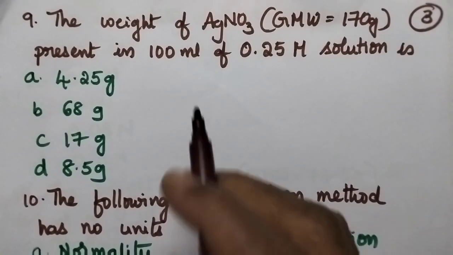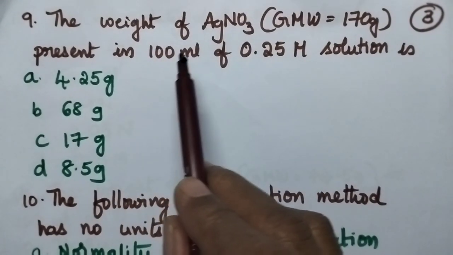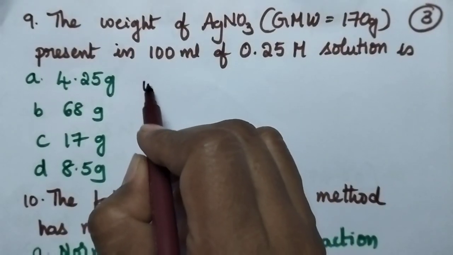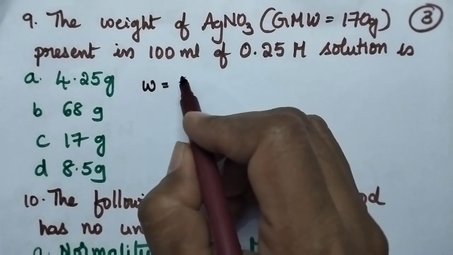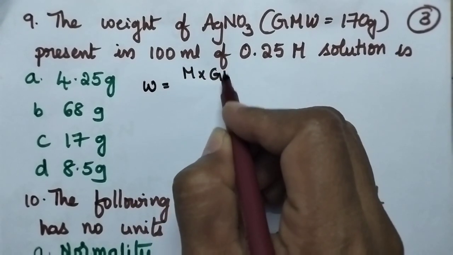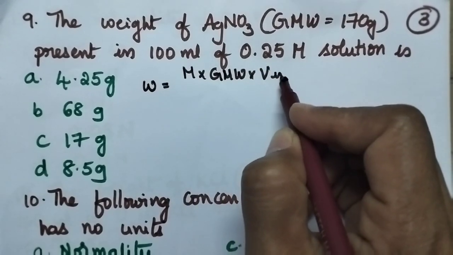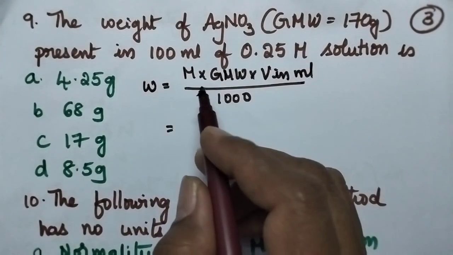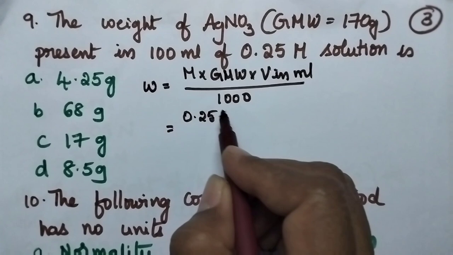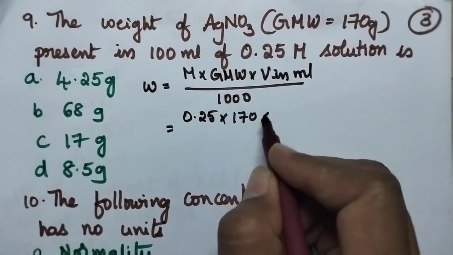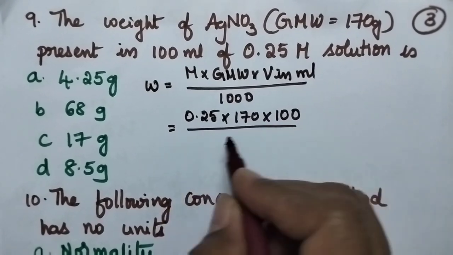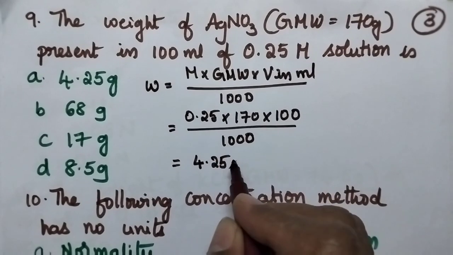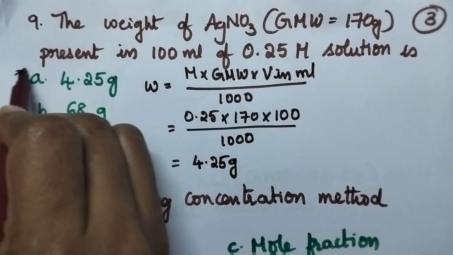The weight of silver nitrate present in 100 ml of 0.25 molar solution is. So, the formula for calculating weight of the substance is weight is equal to molarity into gram molecular weight into volume in ml divided by 1000. Here the molarity of the solution is 0.25, gram molecular weight is given as 170, volume of the solution is given as 100 divided by 1000 and it will become 4.25 gram. Hence option A is the right answer.